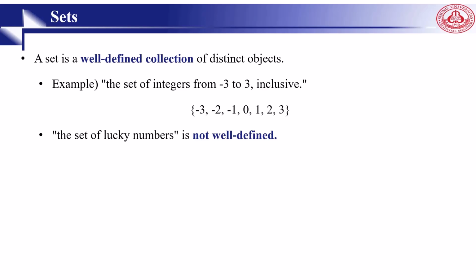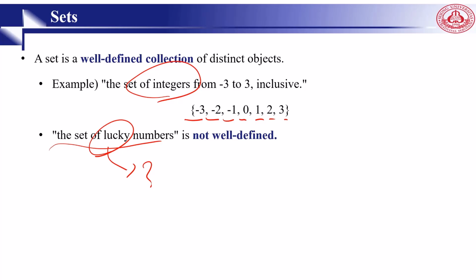In other words, a set is a well-defined collection of distinct objects. In mathematics, a well-defined set clearly indicates what is a member of the set and what is not. For example, the set of integers from -3 to 3 means -3, -2, -1, 0, 1, 2, 3. On the other hand, we may say the set of lucky numbers. It is not well defined because it is open to interpretation. How do you define lucky? There is no clear meaning of being lucky.